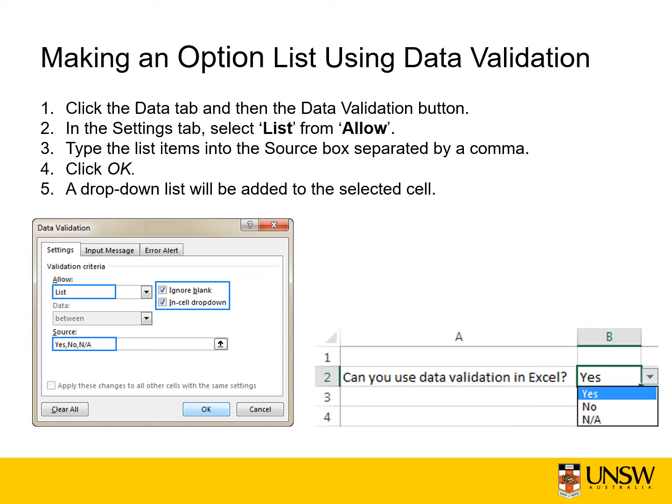On the Settings tab, select List in the Allow box, and in the Source box, type the options that you want to provide to the users and separate them by commas. For example, to limit users' input to 3 choices, type Yes, No, and Not Applicable and click OK. As you can see here, we have a drop-down list in cell B2 with Yes, No, and NA options.